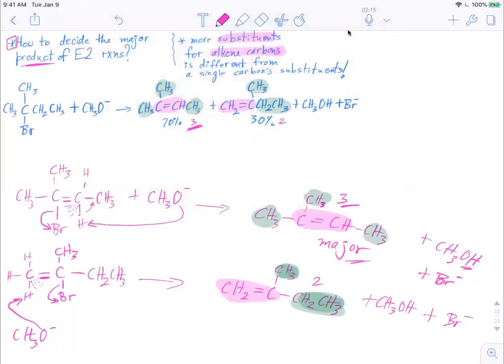So hopefully with that, both you and I feel plenty comfortable with E2 elimination reactions.